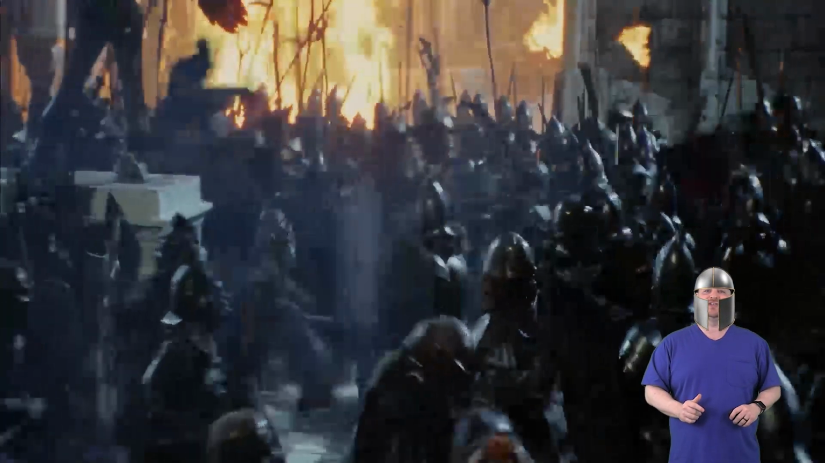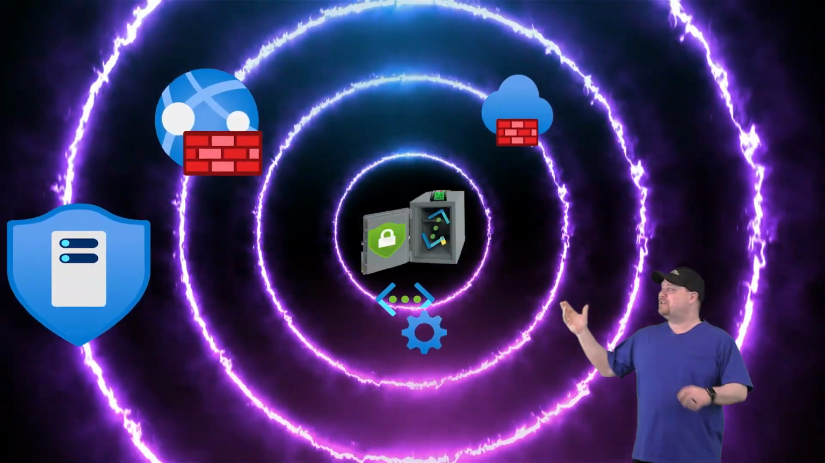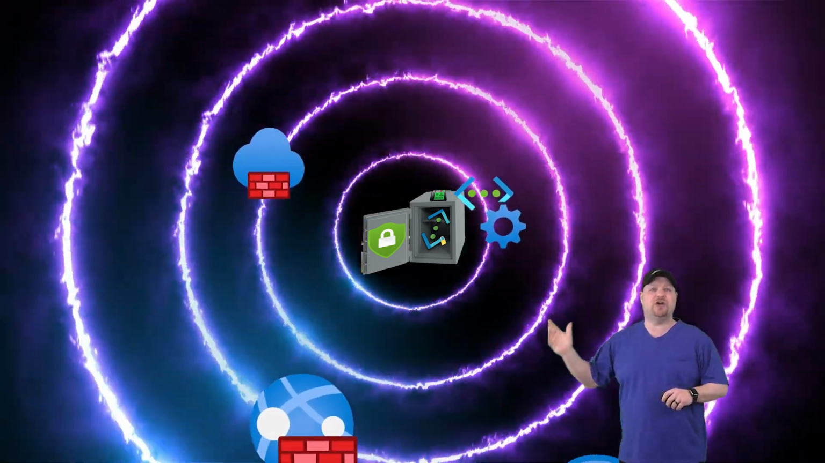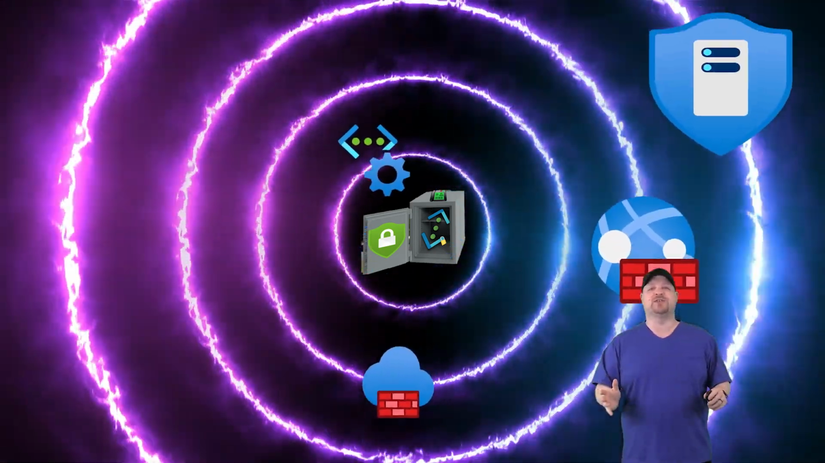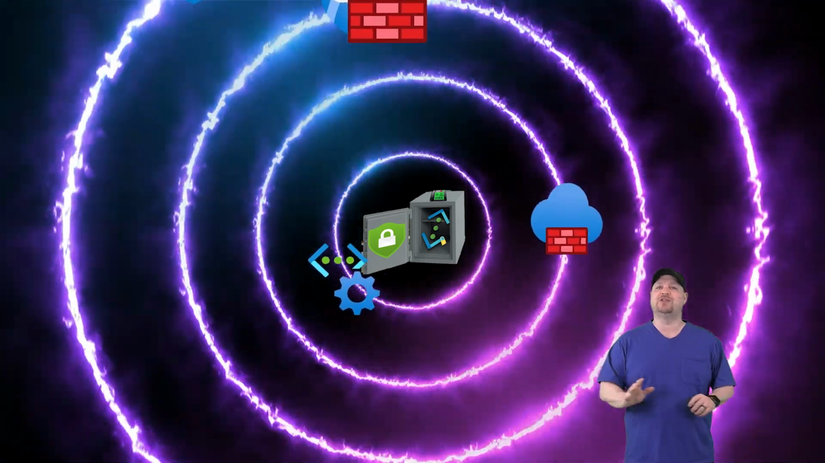And the way you protect a castle is the same way you protect your networks. This is called defense in depth. So you set up multiple layers of security using different kinds of resources, because no single tool can do the entire job, and provide redundancy and redundancy and redundancy.